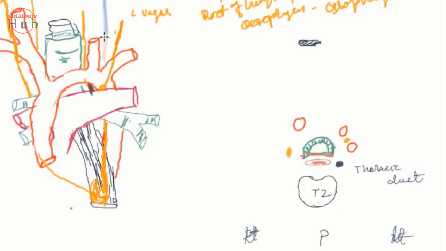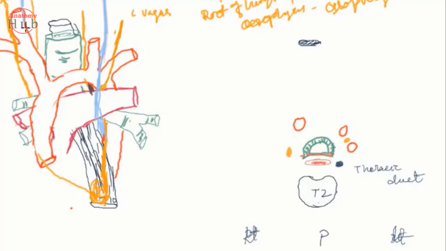This is one nerve, and this nerve is the phrenic nerve. That phrenic nerve is coming anterior to this left common carotid artery. Then it descends downward, anterior to the arch of aorta, anterior to the pulmonary trunk and the left pulmonary artery. Then it descends downward and goes towards the diaphragm.